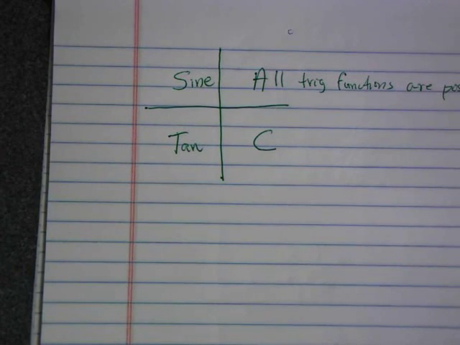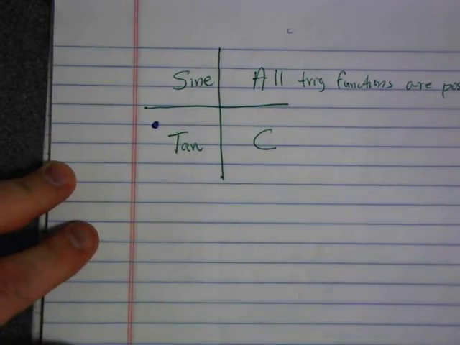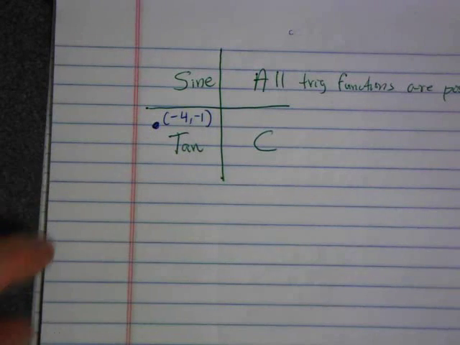Why is tangent going to be positive in quadrant 3? What can you tell me about a point over here in quadrant 3? This might be, for example, the point -4, -1. Both x and y are negative. So why is that going to make tangent positive? Tangent is y over x. When I divide two negative numbers, I get a positive answer.